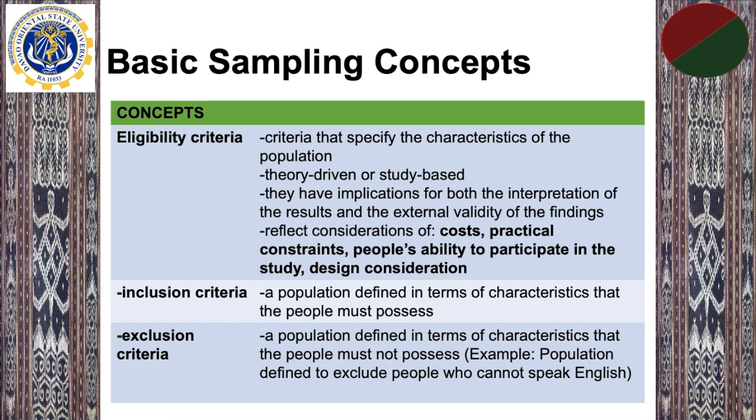In planning the eligibility criteria, the health researcher must consider the following: the costs, the practical constraints or limitations, the people's ability to participate, and design considerations. The inclusion criteria refers to a population defined in terms of characteristics that the people must possess or have, while exclusion criteria refers to a population defined in terms of characteristics that the people must not possess. An example here is a population defined to exclude people who cannot speak English.